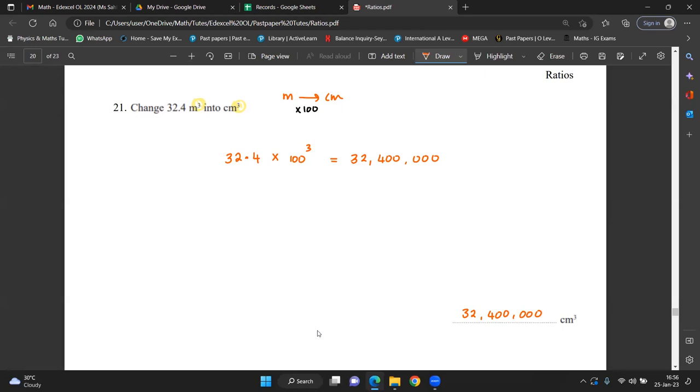Yeah, it will be centimeter cube. It is a cube.